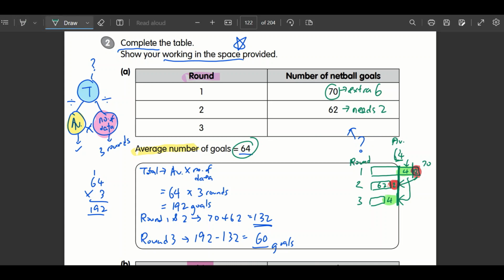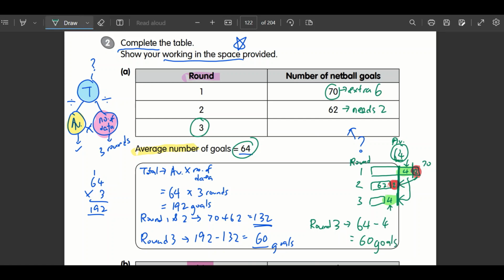In other words, round 3 needed this 4 to get to the average of 64. So in other words, round 3 will just be 64 minus 4. Okay, there you go. So just one step, you get to the answer.